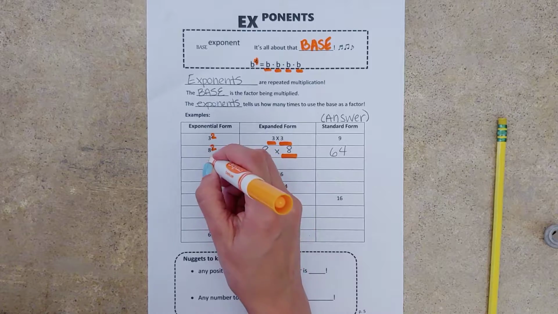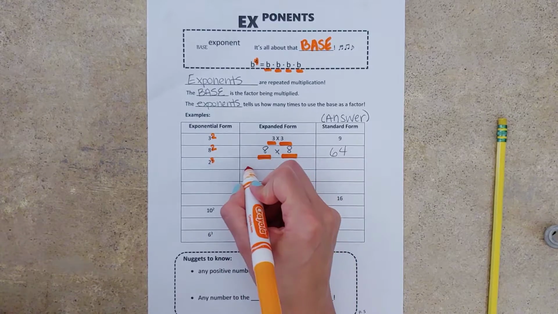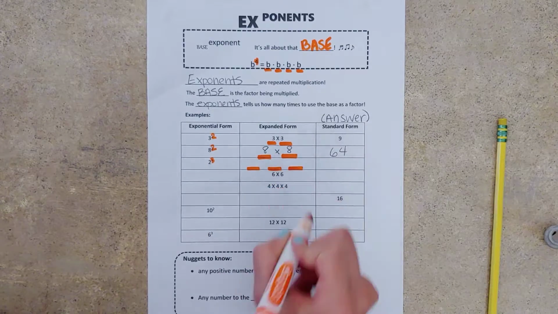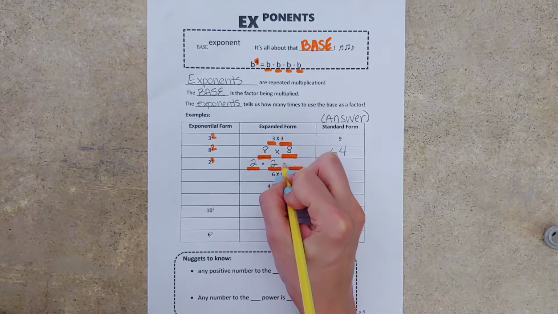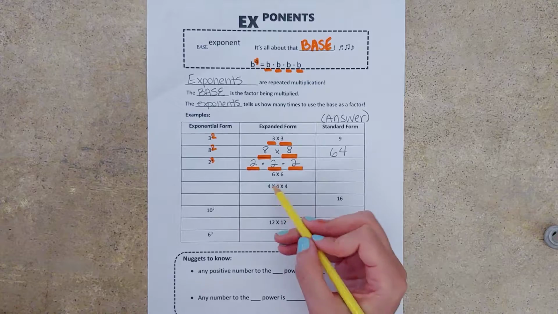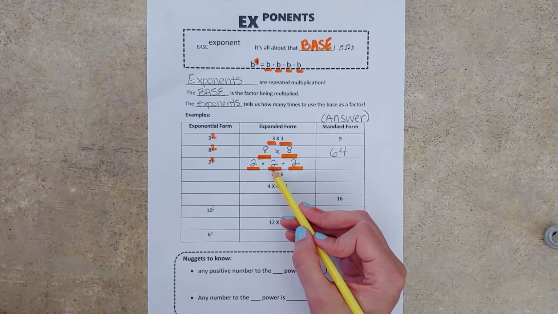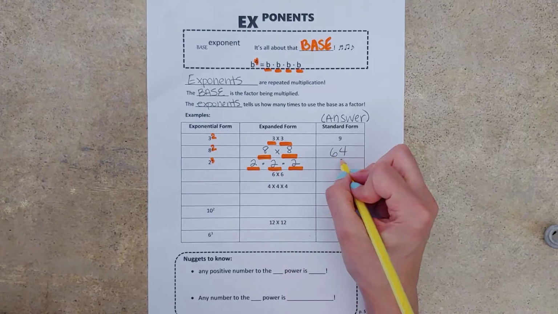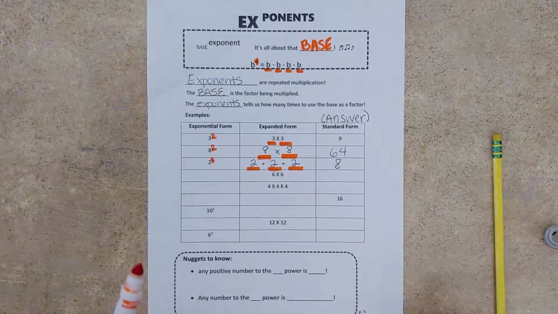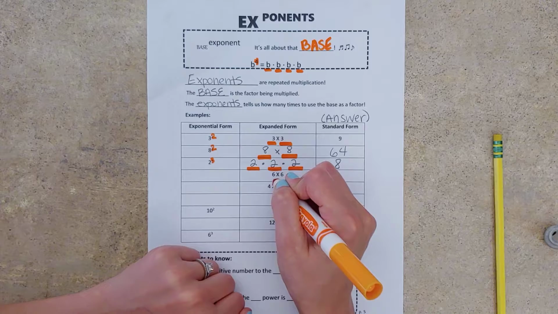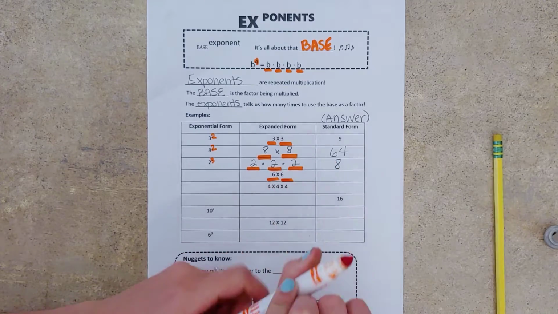2 to the third power, I'm going to be multiplying my base 3 times. 2 times 2 times 2. Well, what's 2 times 2? 4. What's 4 times 2? 8.